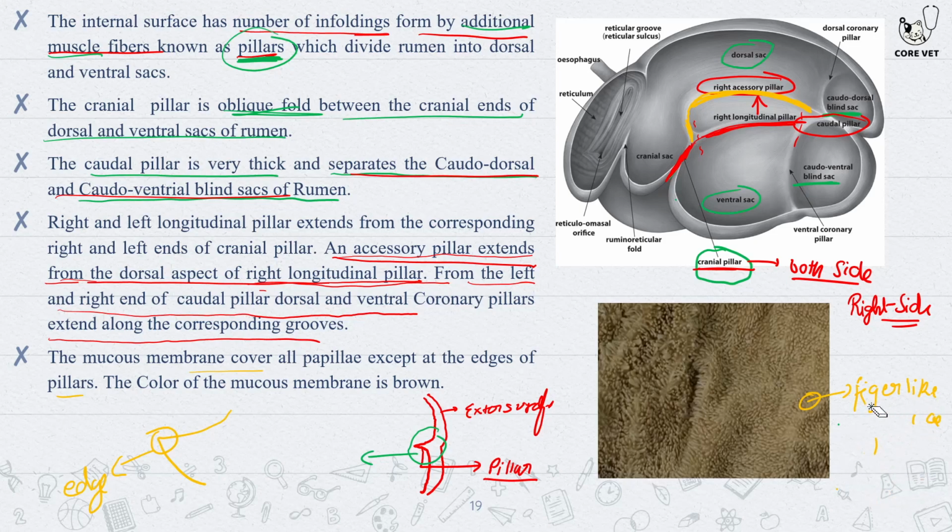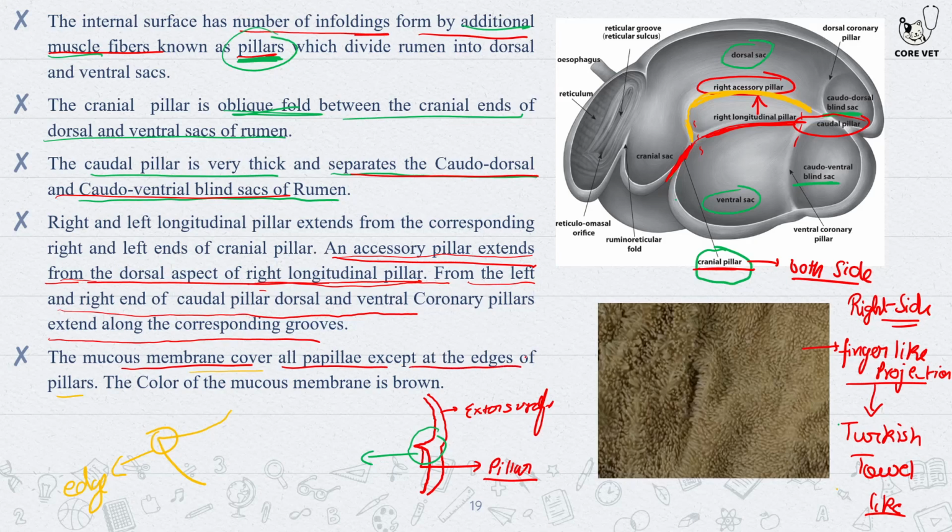Wait a second, let me write it properly. What are these? Finger-like projections on the internal surface, right? And what appearance do these finger-like projections give? Turkish towel-like. The appearance is like a Turkish towel. So the mucous membrane covers all papillae except the edges of the pillar, and the color of the mucous membrane is brownish, as you can see in the picture itself.